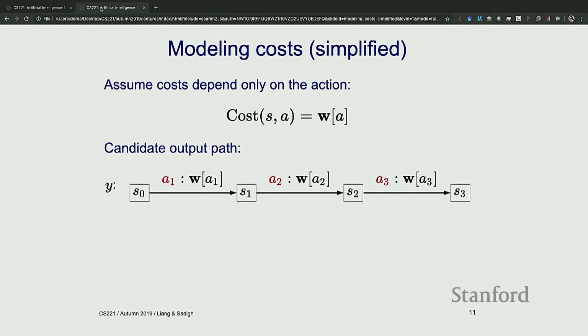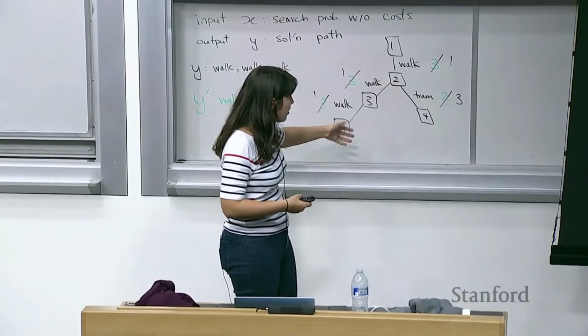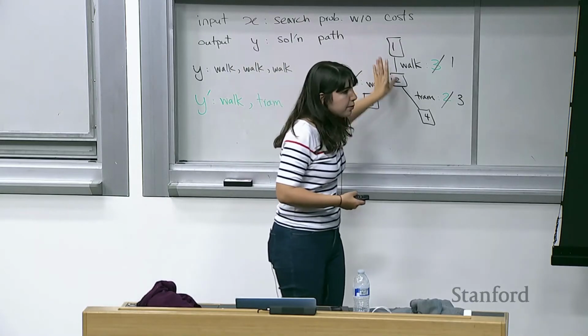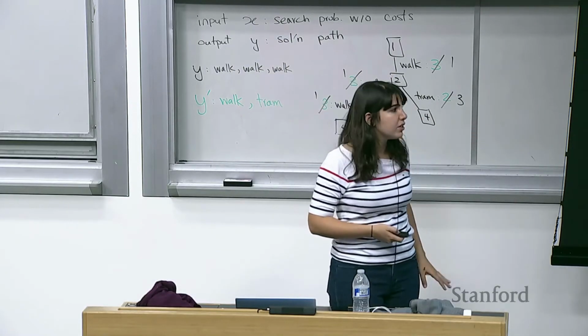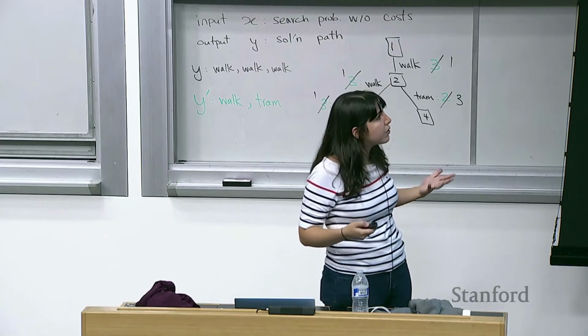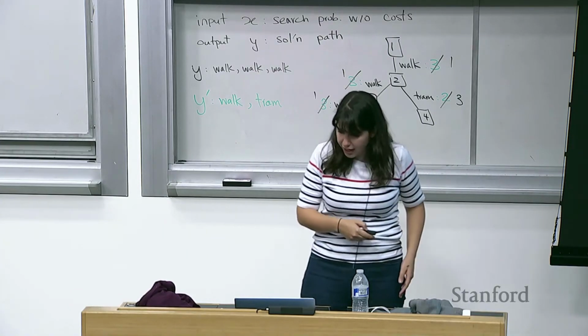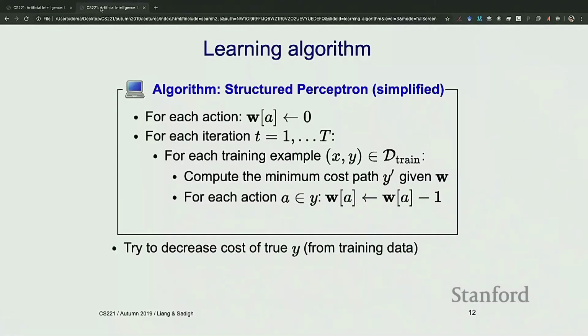Okay, so if you take any candidate output path, what would be the cost of the path? It would just be the sum of these w values over all the edges, so w of a1 plus w of a2 plus w of a3. As you've seen in this example, the cost of a path is just w of walk plus w of walk plus w of walk, or w of walk plus w of tram. That's all this slide is saying, so that's how we compute the cost. All right, now let's look at this algorithm running in practice.